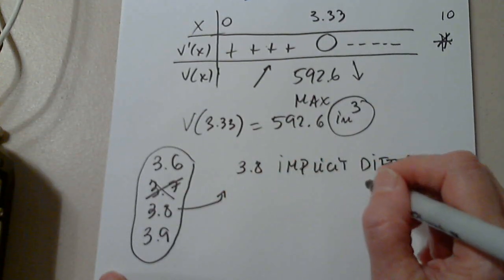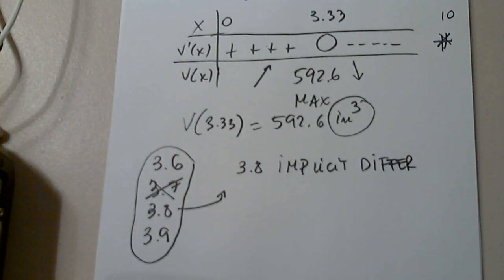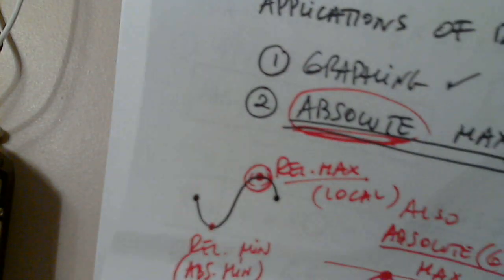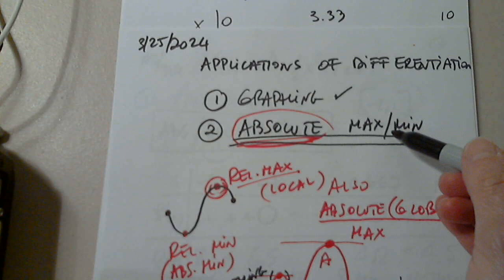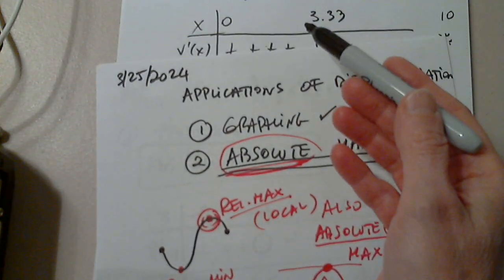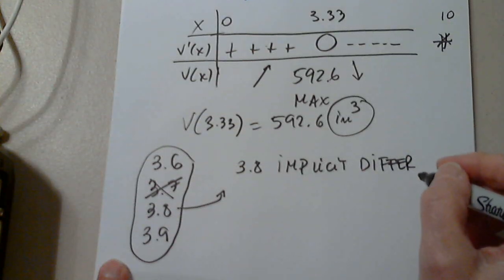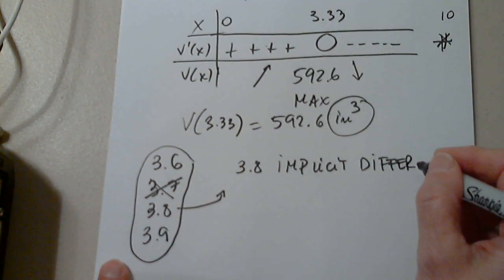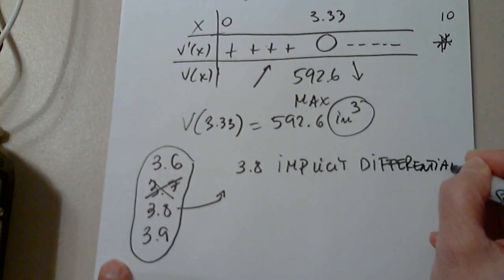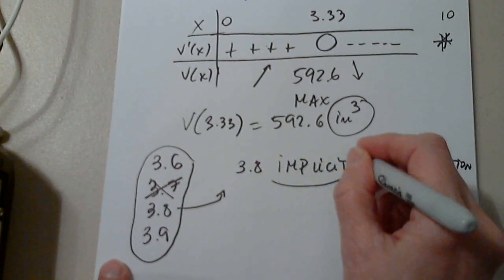So this is another application. So again, graphing, absolute max min of any type. And now this is implicit differentiation. What does this mean?